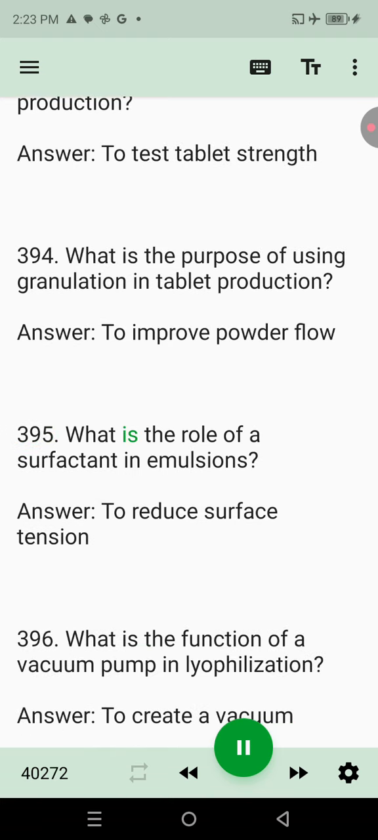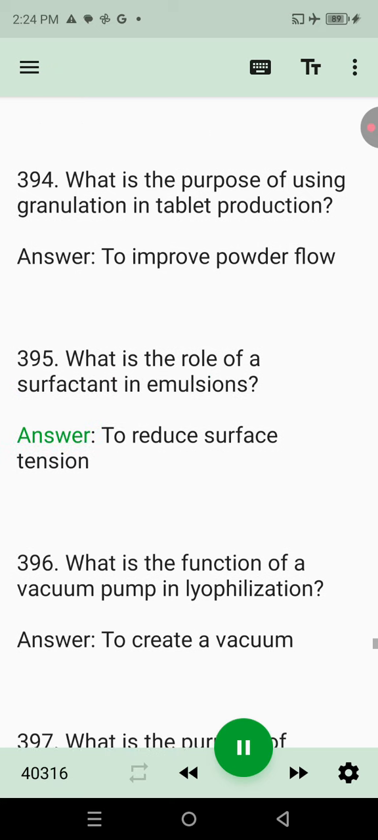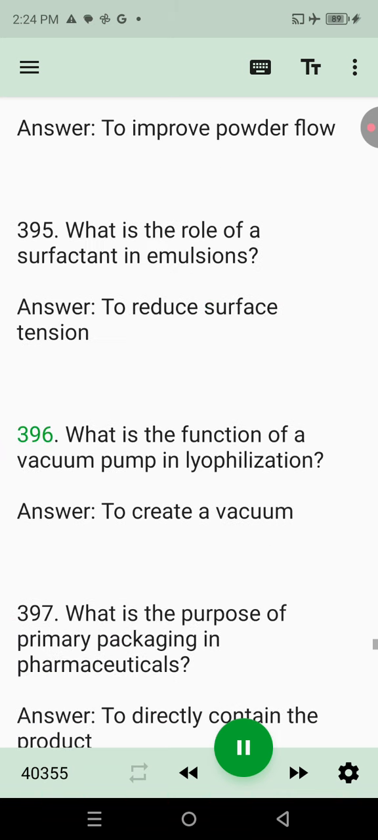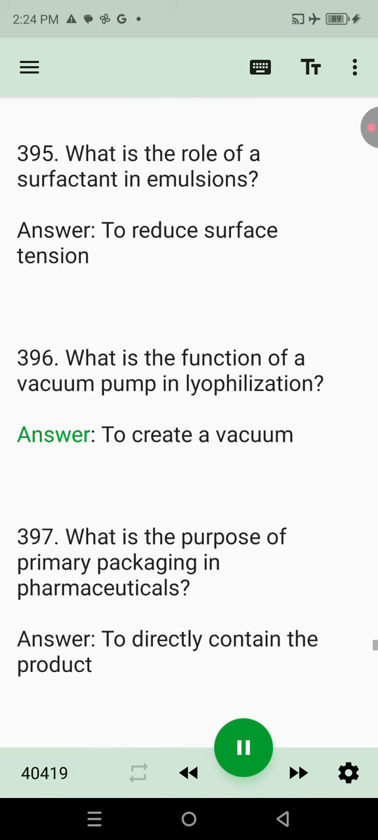395. What is the role of a surfactant in emulsions? Answer: to reduce surface tension. 396. What is the function of a vacuum pump in lyophilization? Answer: to create a vacuum.